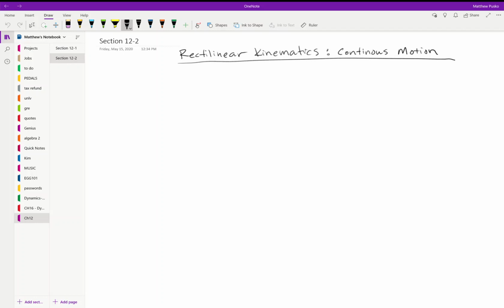Okay, let's look at rectilinear kinematics for continuous motion. We're going to start with straight line motion. Keep things easy, so motion in one direction only. And we need to start by defining a particle. Everything we're looking at so far is going to be something with mass m and negligible size.